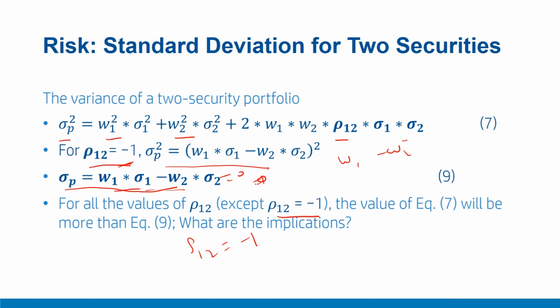This is more of a theoretical case, but it suggests that a particular scenario can be obtained theoretically where the overall risk can be made 0. This is the case where maximum diversification is achieved, where sigma p becomes equal to 0. The risk of the portfolio becomes 0.